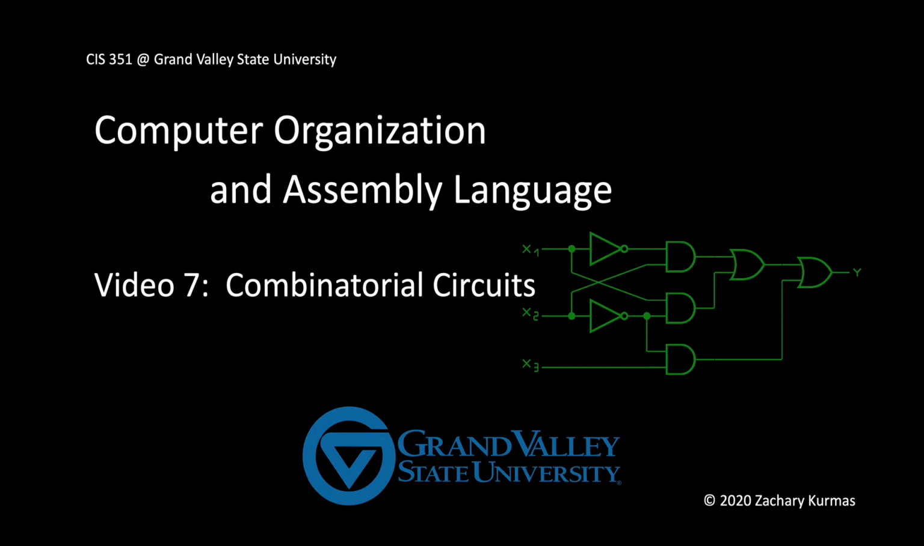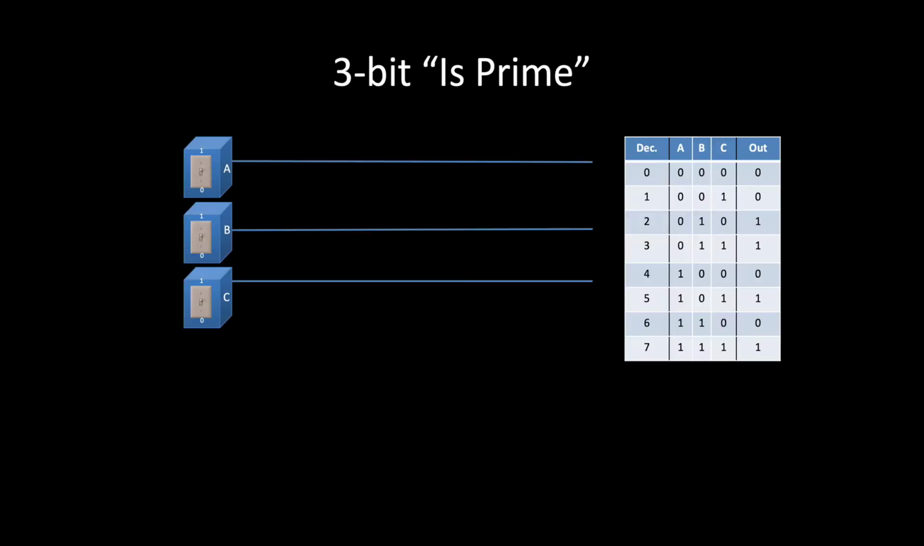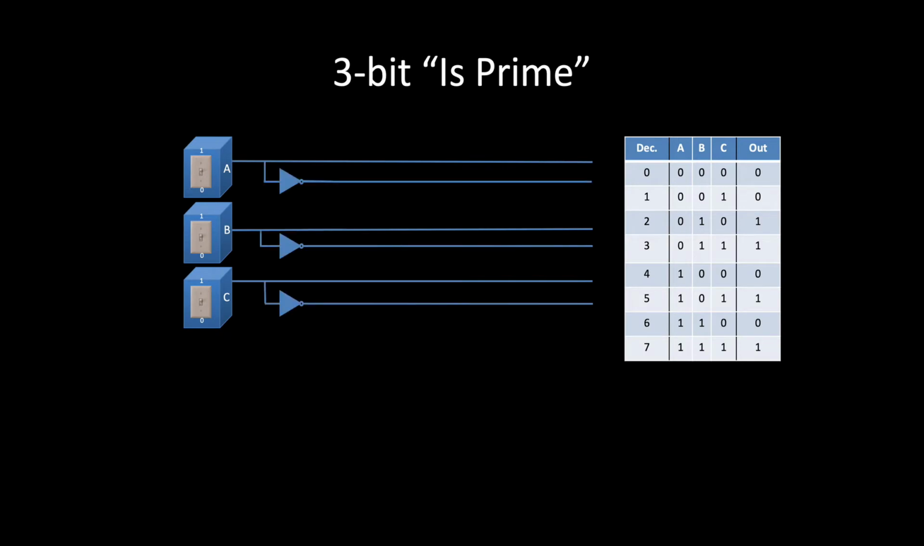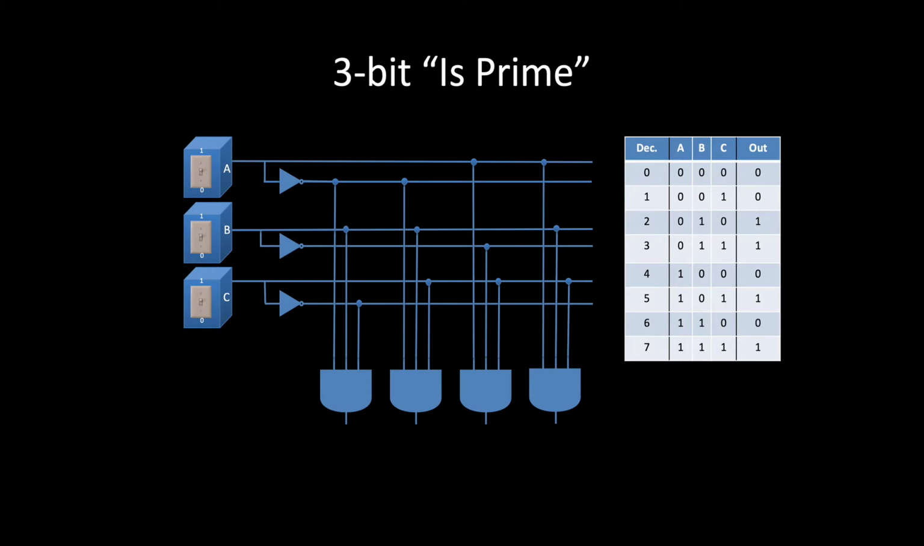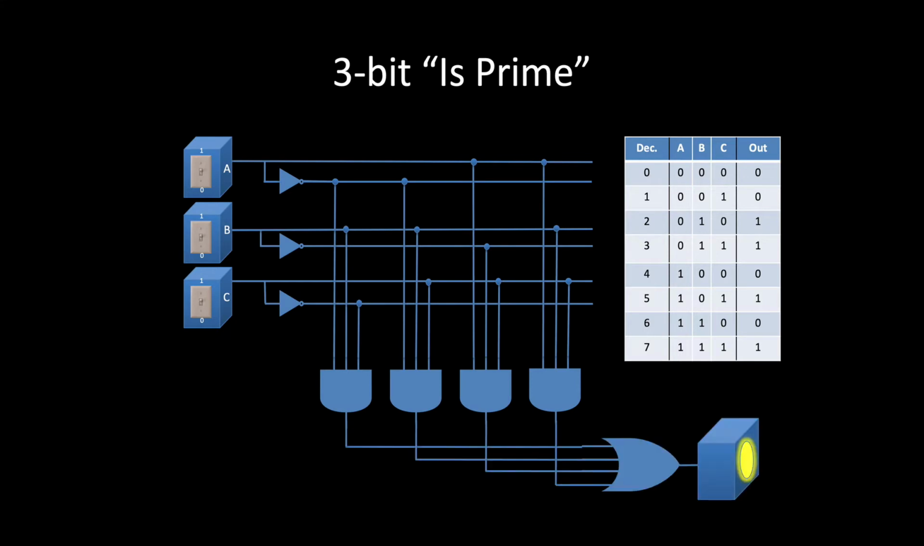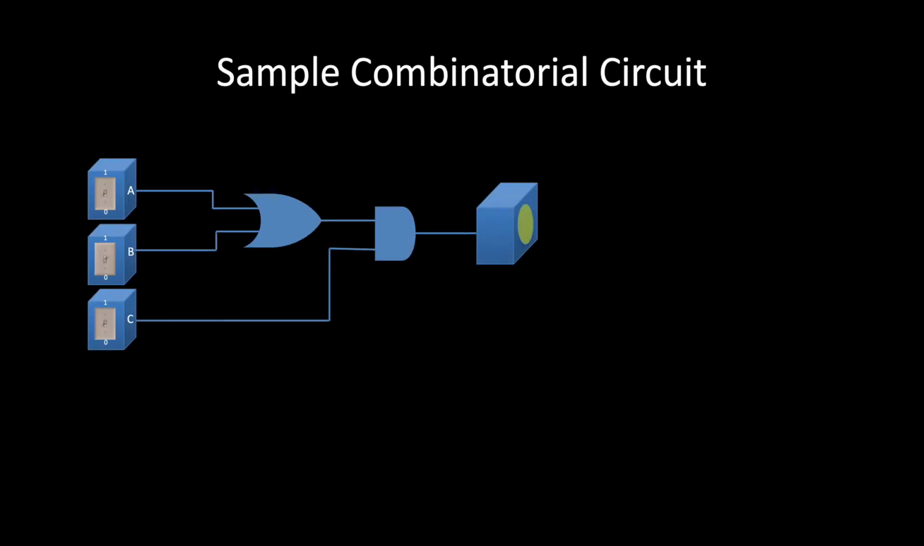The circuit we constructed in the first video had a very specific pattern. The inputs were connected to NOT gates, and then the inputs and NOT gates were connected to AND gates, and then the AND gates were connected to OR gates. However, you can connect gates in almost any way you like. For example, this is also a valid circuit.